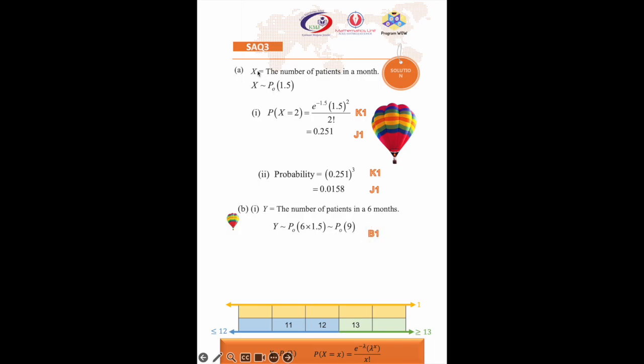So you can't use the letter x anymore. You have to change to y because it's 6 months. So this is x for a month, y for 6 months. You have to change your letter.